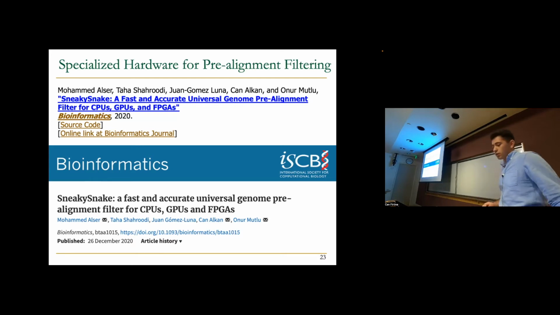One of these works is, for example, Sneaky Snake, where without performing the read alignment, we quickly try to filter out the reads that are not going to be mapped eventually, so that we can reduce the redundant computation that you saw previously, which was 98% of the read alignment part. Sneaky Snake is developed for CPUs, FPGAs, and GPUs, so that we can perform some filtering before doing the read alignment.